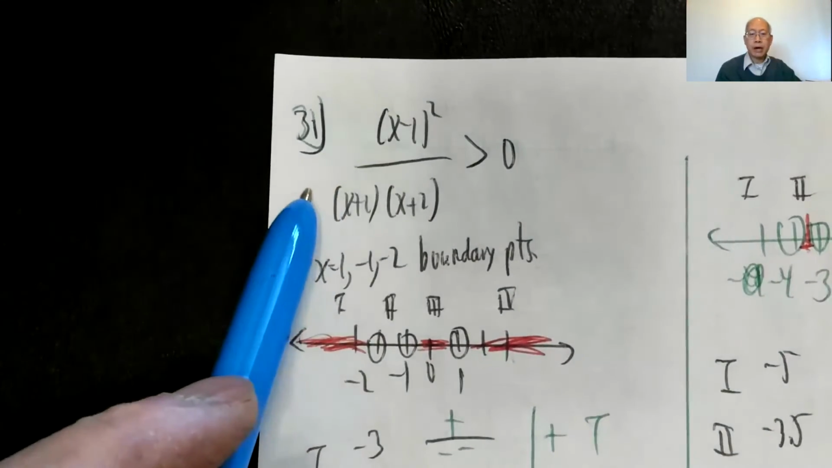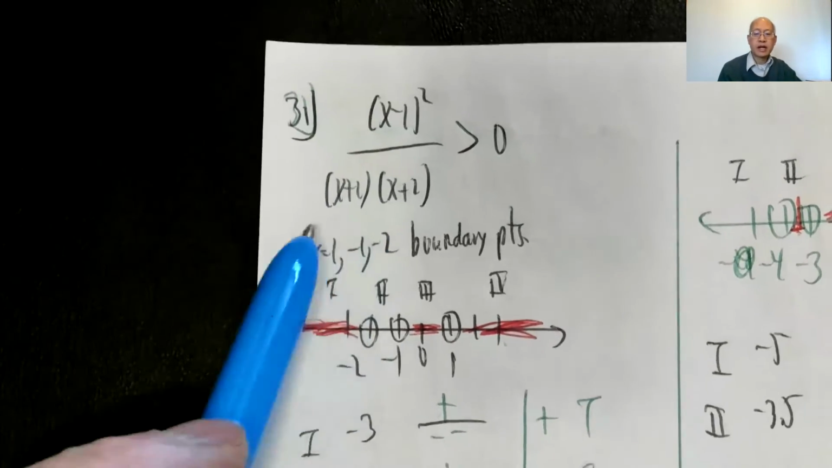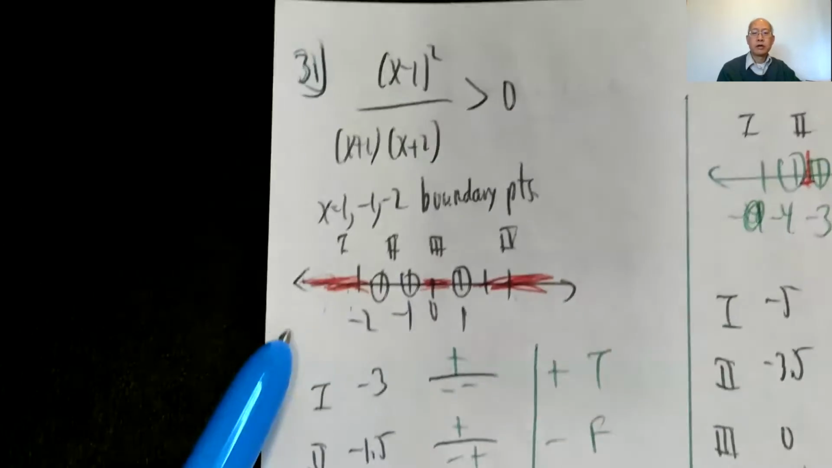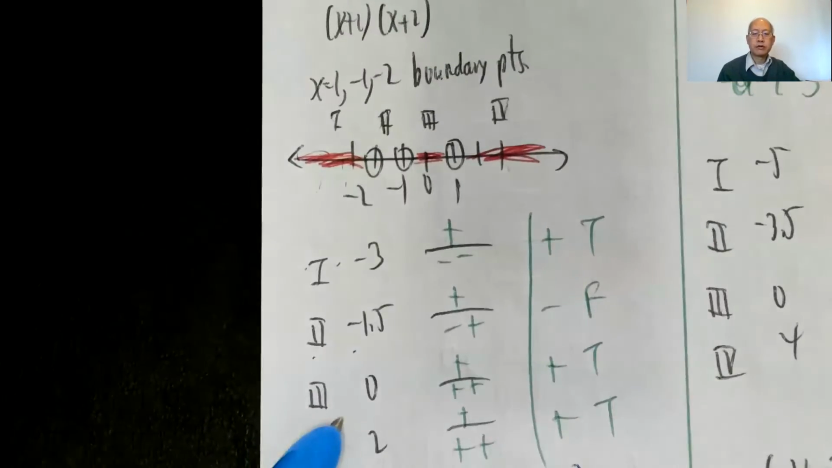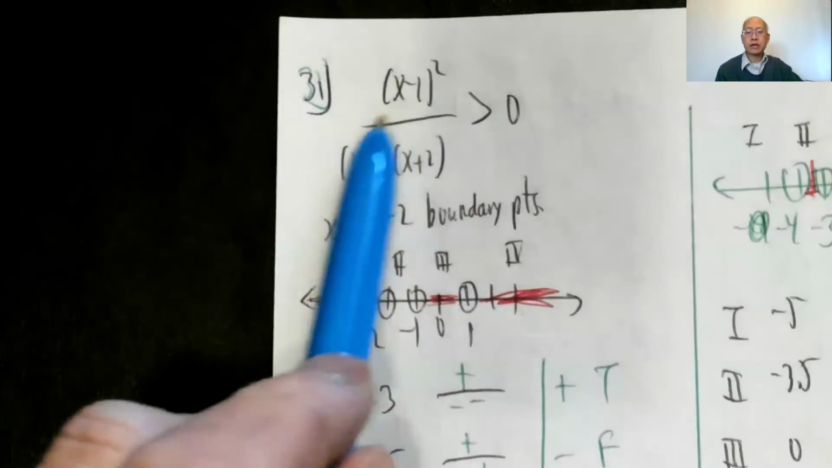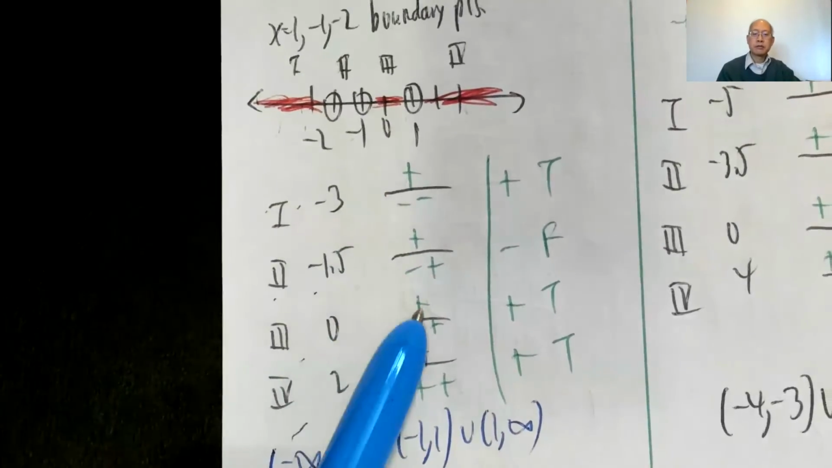Number 31. My boundary numbers are 1, -1, and -2. So -2, -1, 1. Region 1, -3. Region 2, -1.5. Region 3, 0. Region 4, 2. And this numerator, as long as I'm not plugging in 1, and I'm not, since it's a boundary number, would always be positive. So plus, plus, plus, plus.